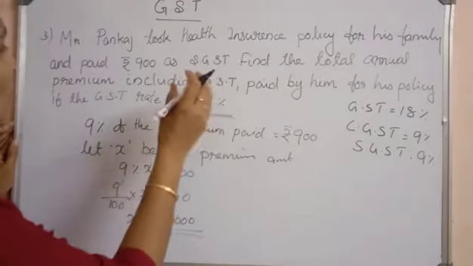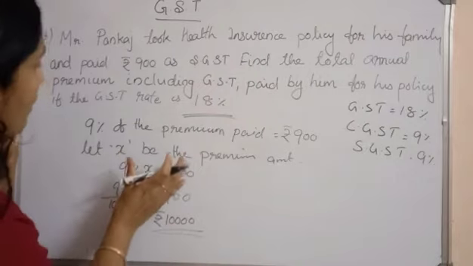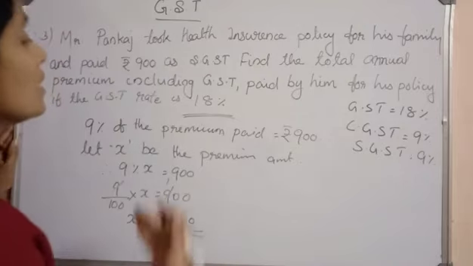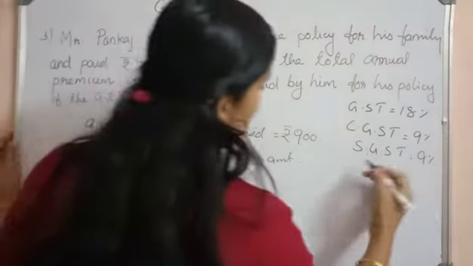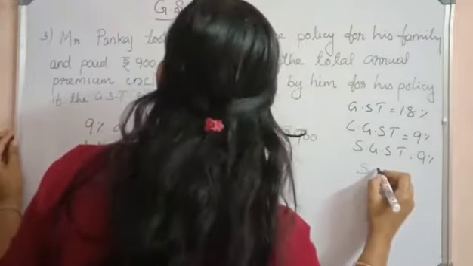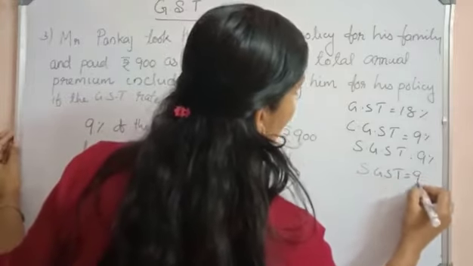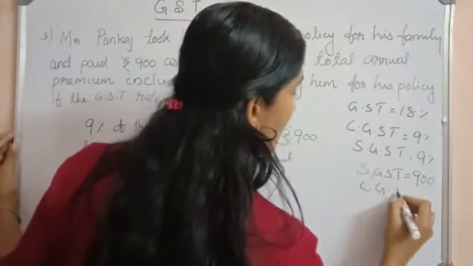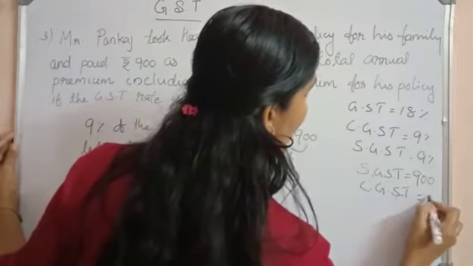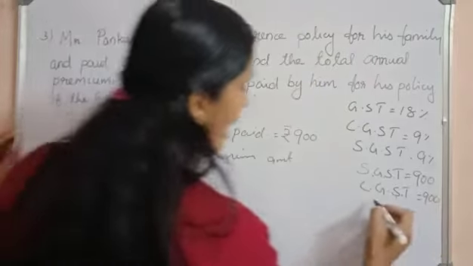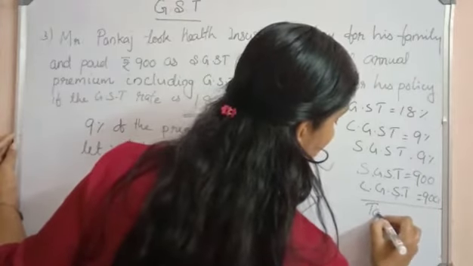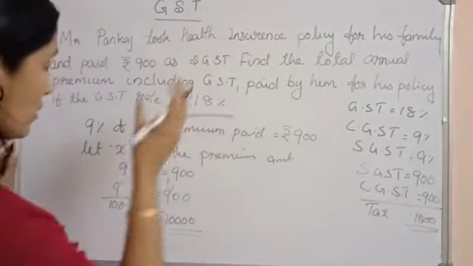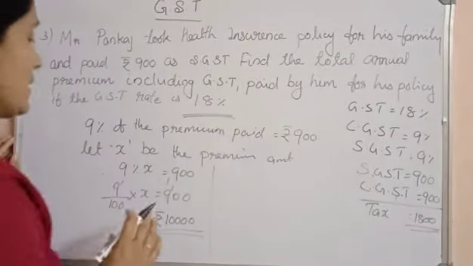Now we need to find the total tax paid by him. It is already given that the SGST is rupees 900. Now we need to find the CGST. We know the SGST is 900. Therefore, the CGST also will be 900 rupees itself. Therefore, the total tax is equal to 1,800. This is the total tax paid for this particular policy.